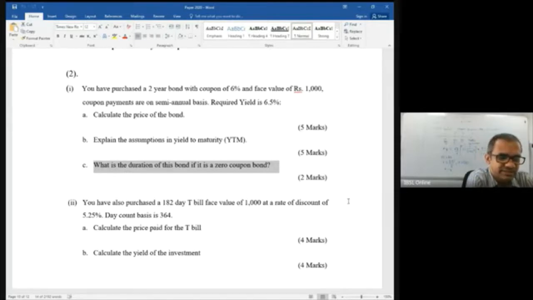Since it's a zero coupon bond, you know that the duration is the same as the maturity period. In this case, the maturity period is 2 years, so therefore the duration is also 2 years. That's all you have to write. You write 2 years. That's it. There's no need for any explanation, but if you really need, you can write that for a zero coupon bond, the duration is equal to the maturity. So therefore 2 years. That's it. 2 years is enough, but if you really need, you can give that justification.